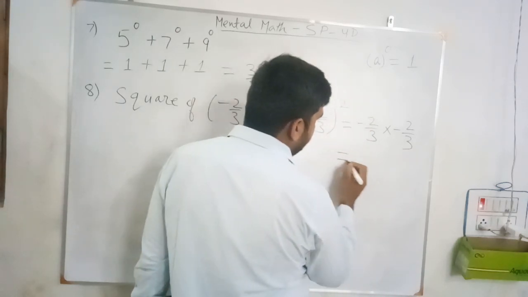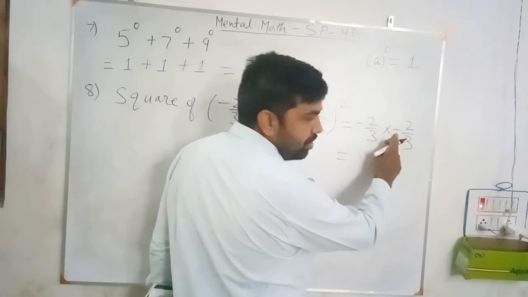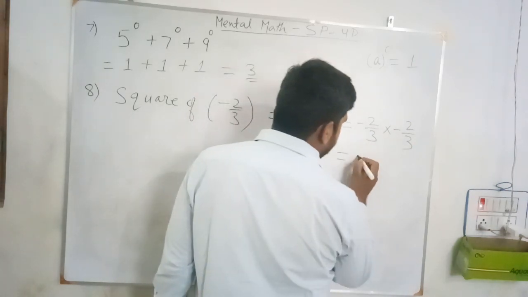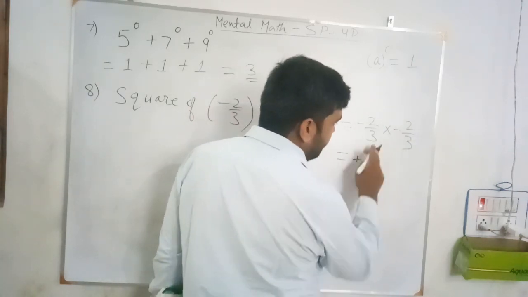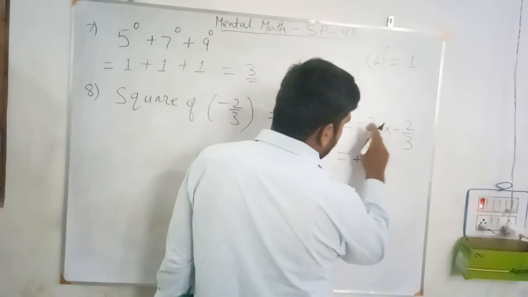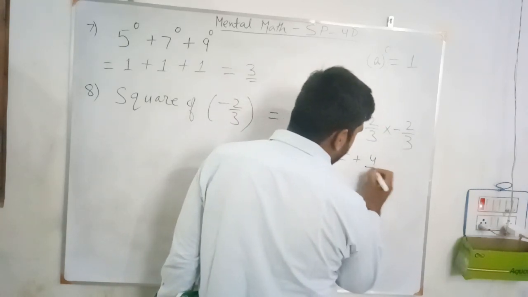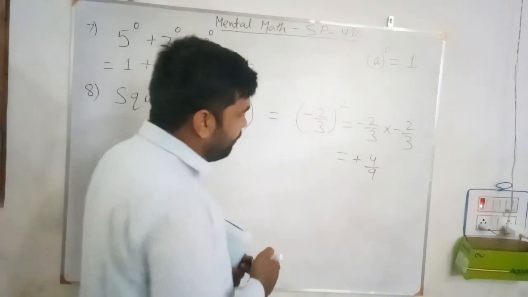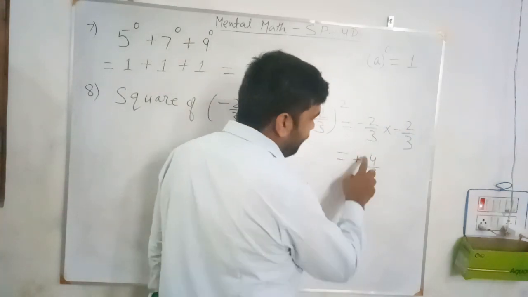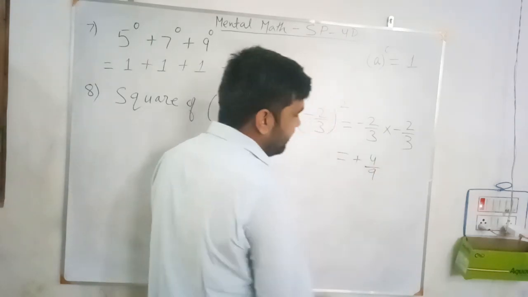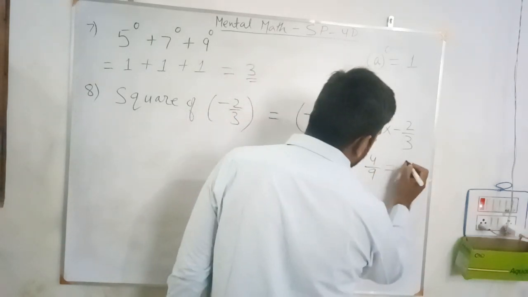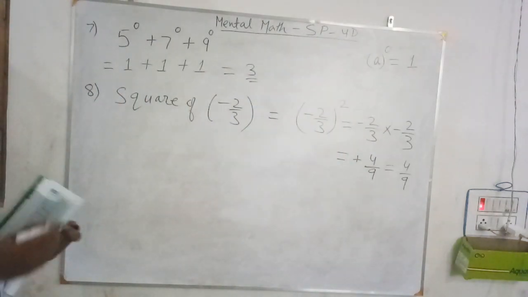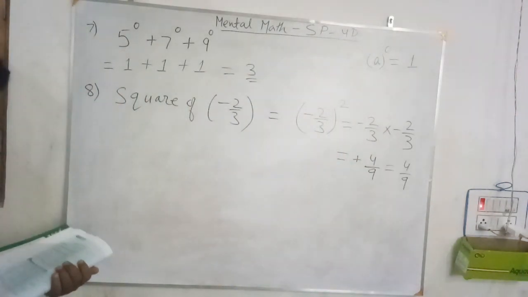So what do you get as the answer? Minus minus plus. When you multiply two minus signs, you get the product positive. 2 2s are 4, 3 3s are 9. So here you got 4 by 9. We multiplied the numerator with numerator and denominator with denominator. So the answer is plus 4 by 9. That is the answer of question number 8. Square of minus 2 by 3 is 4 by 9.